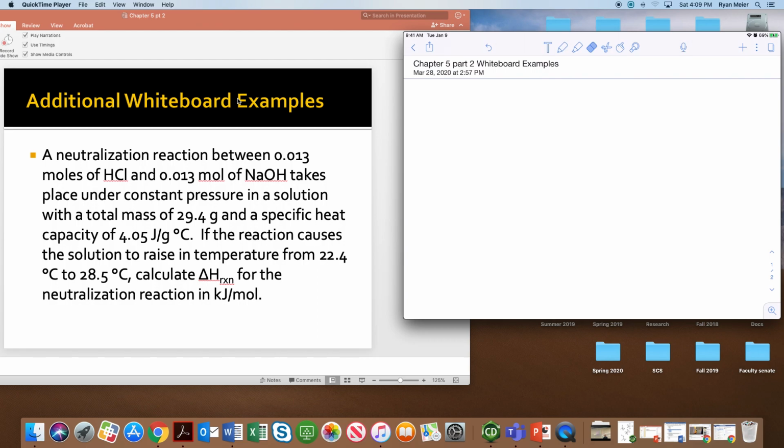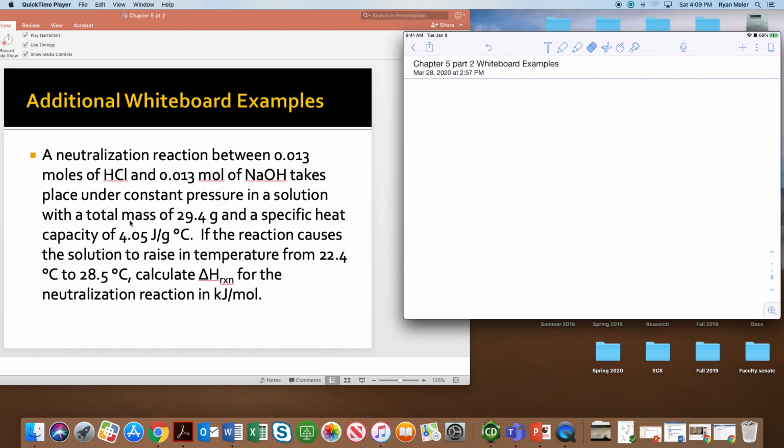So for the example, we have a neutralization reaction that's being described to us that has 0.013 moles of HCl and 0.013 moles of sodium hydroxide that are reacting. It takes place under constant pressure. Notice we're looking for delta H. We said at constant pressure, Q and delta H are equal. So that's the relationship we see here.